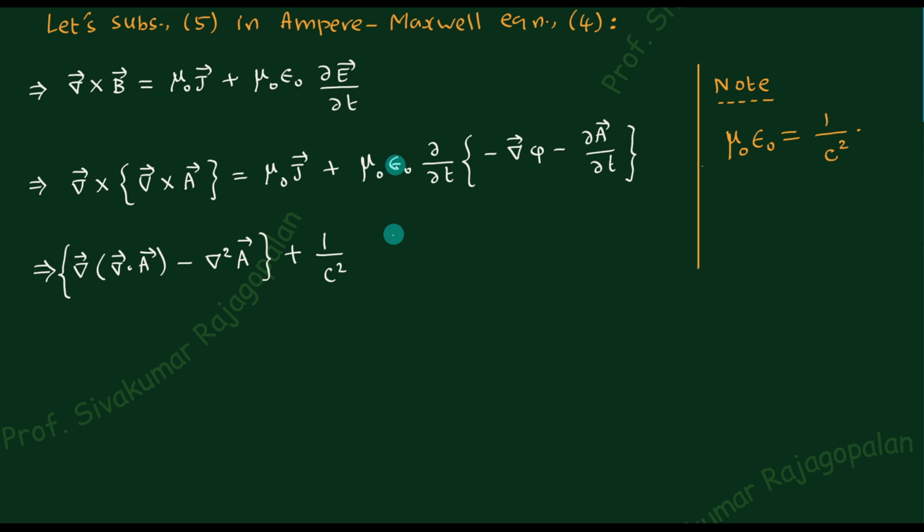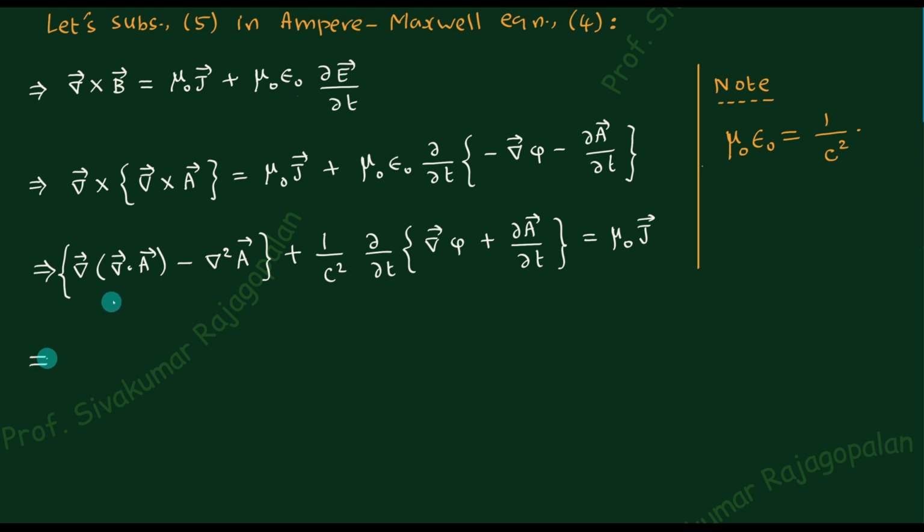Then you have mu naught epsilon naught being 1 over c square. Then the entire thing you simply copy here. So this one I will copy and I will be writing plus everywhere. So write down everything in positive, and that's all. What is left on the right hand side is only mu naught times j. So this is how the equation for the potential looks.